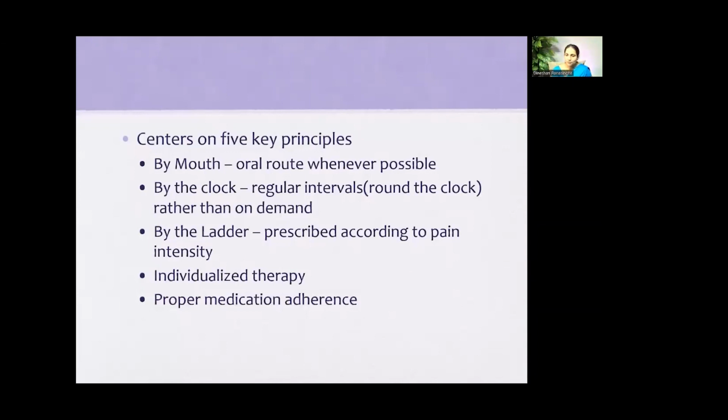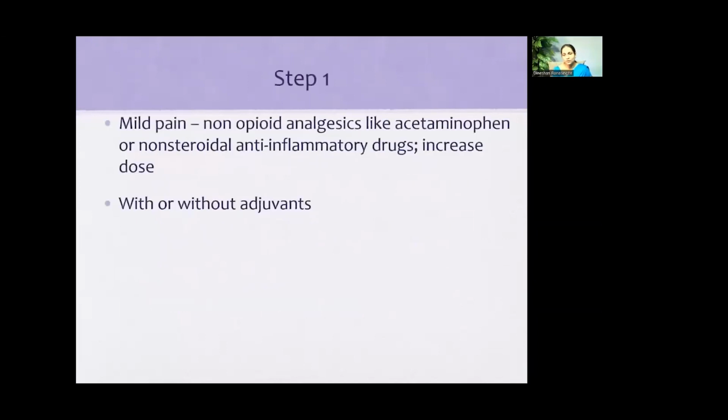Then it is suggested that it should be given by the letter, that is according to the pain severity, intensity. Fourth principle is that it should be individualized therapy, and then the fifth is proper medication adherence. So let us have a look at the first step, which is mild pain.